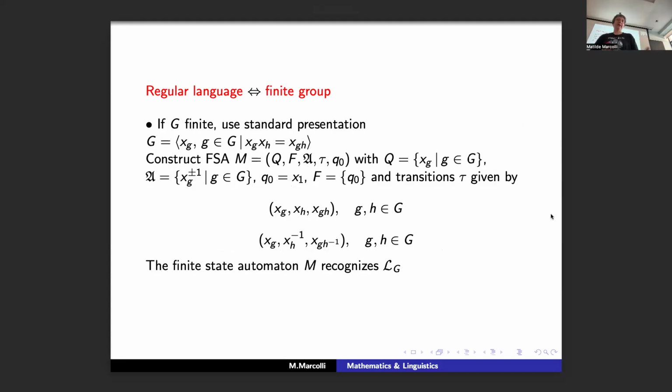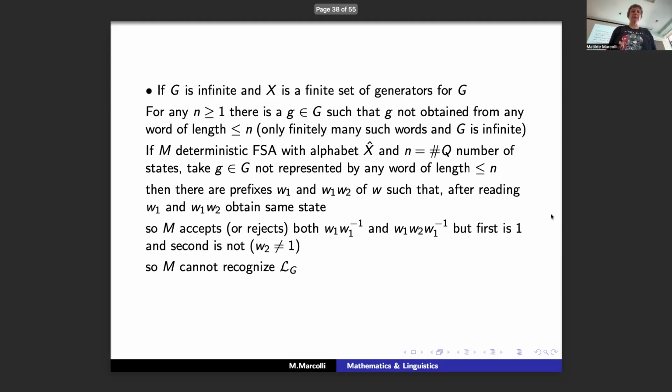So, the regular languages and finite groups is okay. If you have a finite group, then you can have a standard kind of presentation where you take a generator for each element of the group and you take the multiplication rule for the relations. You can always do that for a finite group, because that gives you a finite presentation. And so once you have it written like this, then the finite state automaton is obvious. It has a state for each element in the group, and it has an edge for each entry in the multiplication table. So the finite state automaton clearly recognizes the word problem for a finite group.